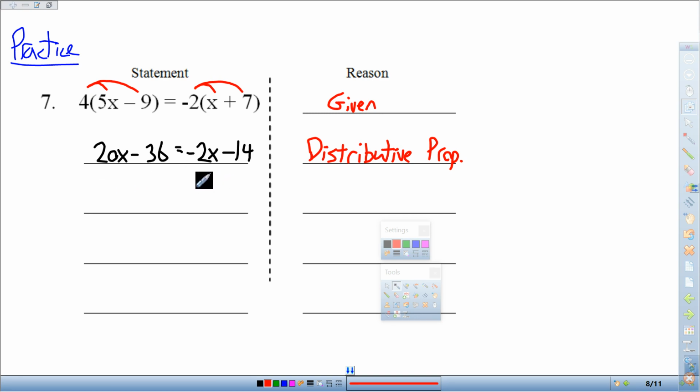I would use the addition property. If I move the 20x, I would get rid of it by subtracting. I would have used the subtraction property. Depending on where you go from here, your reasons might be slightly different. But I'm going to get rid of the -2x by adding 2x to both sides. All right, so I'm using the addition property.